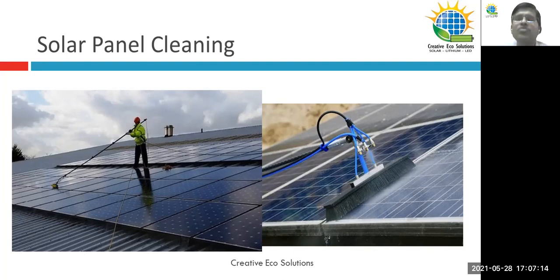If we don't clean the solar panels, we lose on the generation part. We have seen that the loss would be somewhere around 20% to 25% if we don't clean the solar panels regularly. So we would advise cleaning at least once in 2 months, based on the area. If it's a highly polluted area, then once in a month or once in 2 weeks. Or if it's a non-polluted place, then once in 2 months is advised.